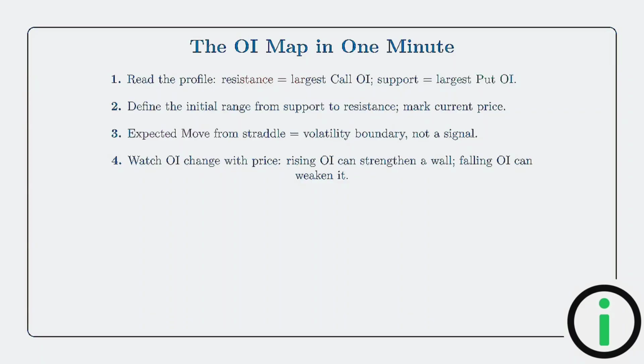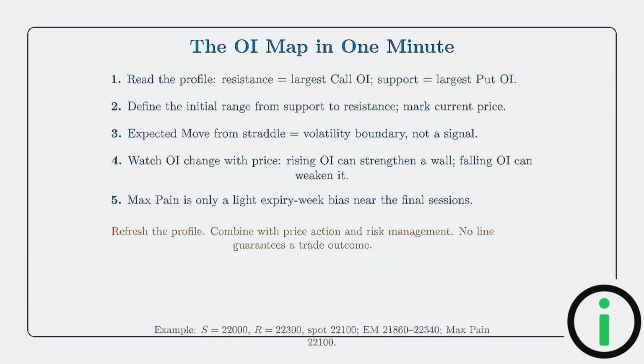Put OI rising by 25,000 while price holds can strengthen the floor, while put OI falling by 60,000 during a breakdown can weaken it. Fifth, use max pain at 22,100 as only a light expiry week bias, especially in the final 1 or 2 sessions. Finally, refresh the profile, combine it with price action and risk management, and remember that no line guarantees a trade outcome.